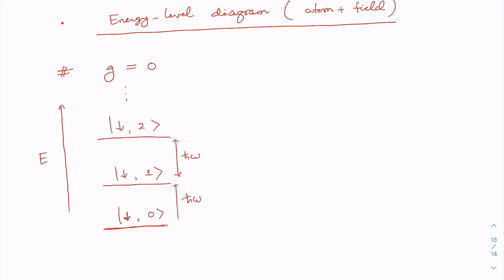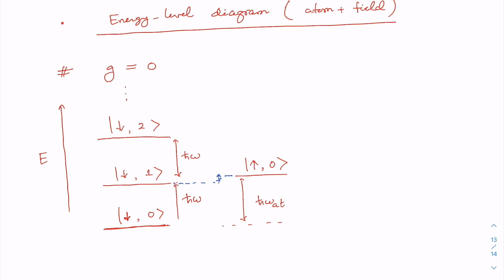On the other hand, we can have a situation where the atom is in, say, the excited state. The atom is in the excited state and there is no photon in the field mode. Then because the atom has energy h cross omega atom, this energy level is shifted from the ground state energy of the combined system by h cross omega atom. And as you see, this particular level and this level have some energy difference.